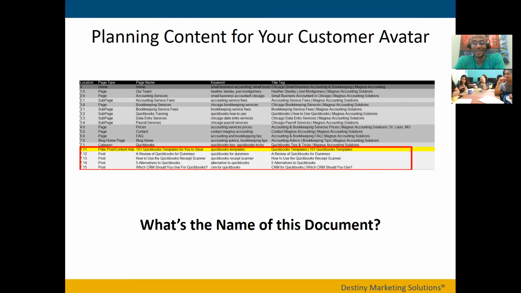Close. So this document is called a keyword map. Basically, this is a document where you can organize your different topics, the keywords that you're targeting for each of those topics, and then you can even organize your title tag for each of those topics. So again, the name of this document is the keyword map.